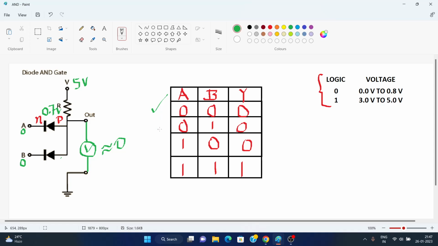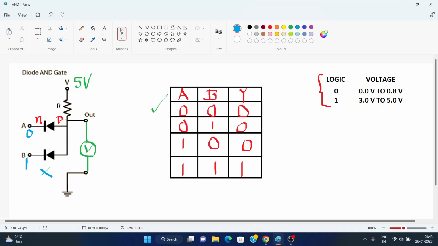Now for the second row, A is 0, A is connected to the ground and B is connected to 5 volts, that means it is high, so this diode will be in forward bias, this one will be in reverse bias, and no current will pass through this diode.